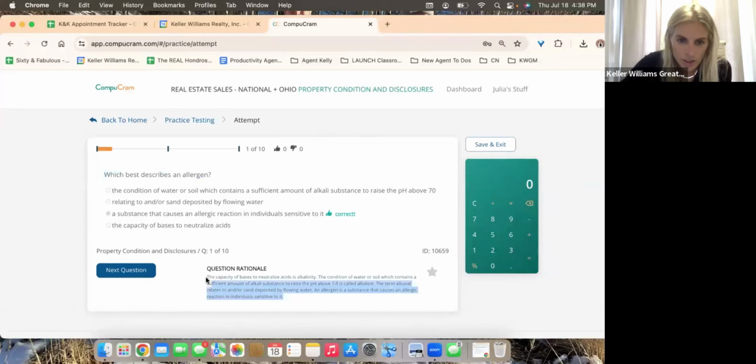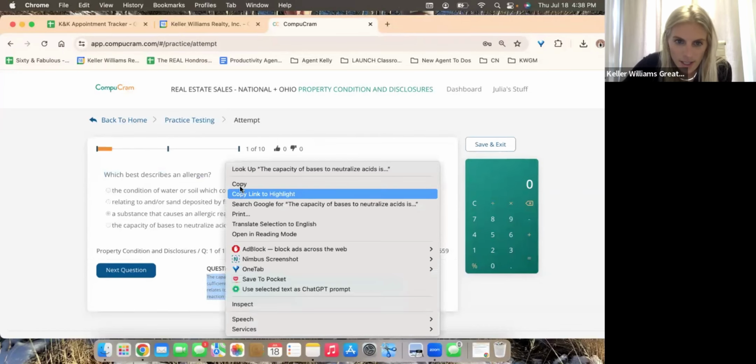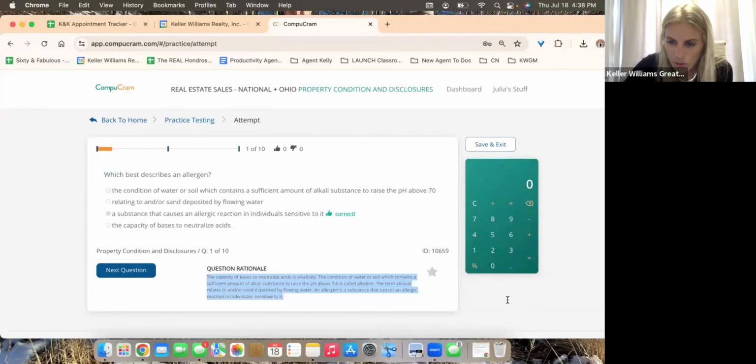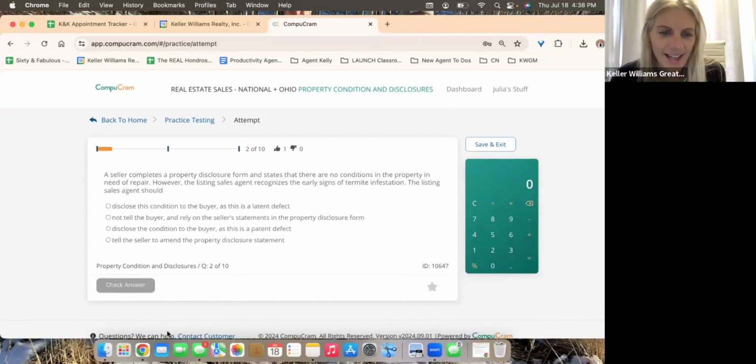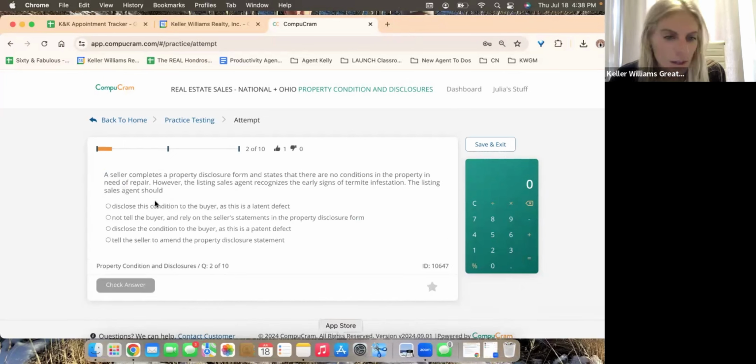C is correct. Good job. A substance that causes an allergic reaction in individuals sensitive to it. Very random question, but there will be random questions like this on the test. Okay. Cool. Let me make this a little bit bigger.